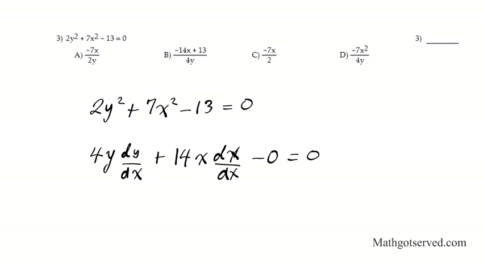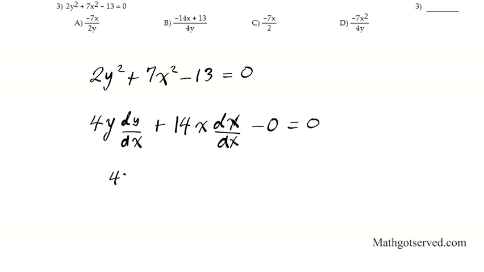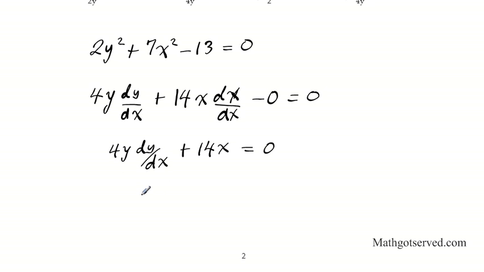Now we're going to isolate dy/dx, but let's simplify this a little bit first. So we're going to have 4y dy/dx plus 14x equals 0. To get dy/dx by itself, we'll move 14x over and divide by 4y. So we subtract 14x from both sides, you have 4y dy/dx equals negative 14x. And then divide both sides by 4y.